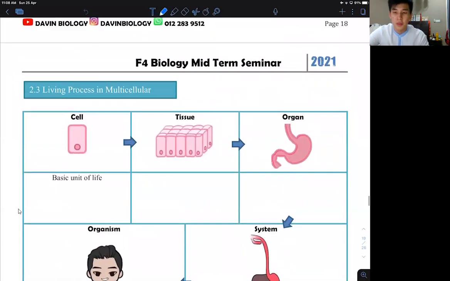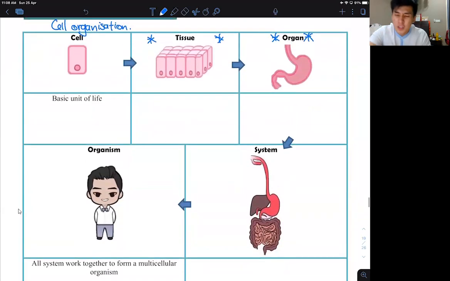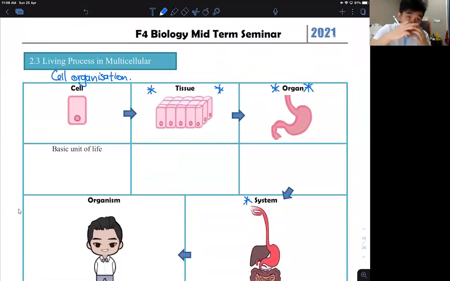Now I want you to come to page 19: living processes in multicellular organisms. Over here, what you need to know is cell organization, whereby you need to know how the cell slowly forms tissue, organ, system, then organism. One of the most basic things you need to know is the definition of tissue and organ, especially these two. Sometimes the question might ask about system, but mainly tissue and organ. So a cell, if they ask for the definition, is the basic unit of life.